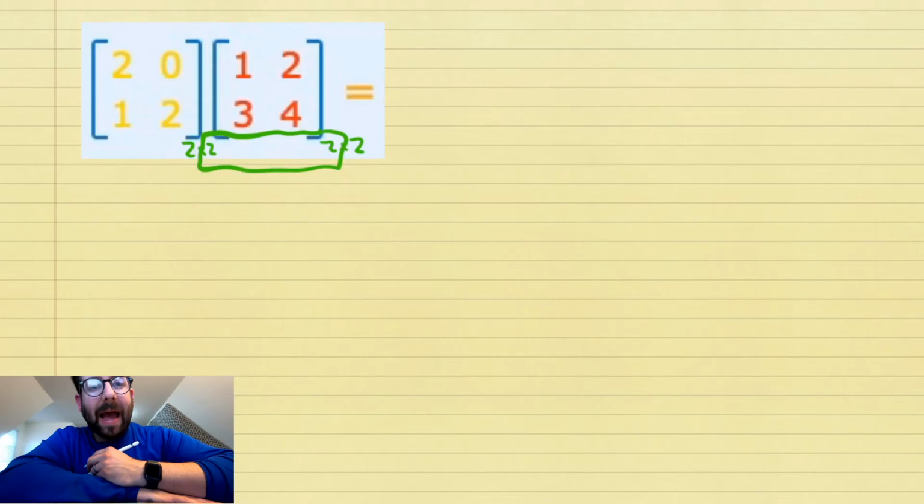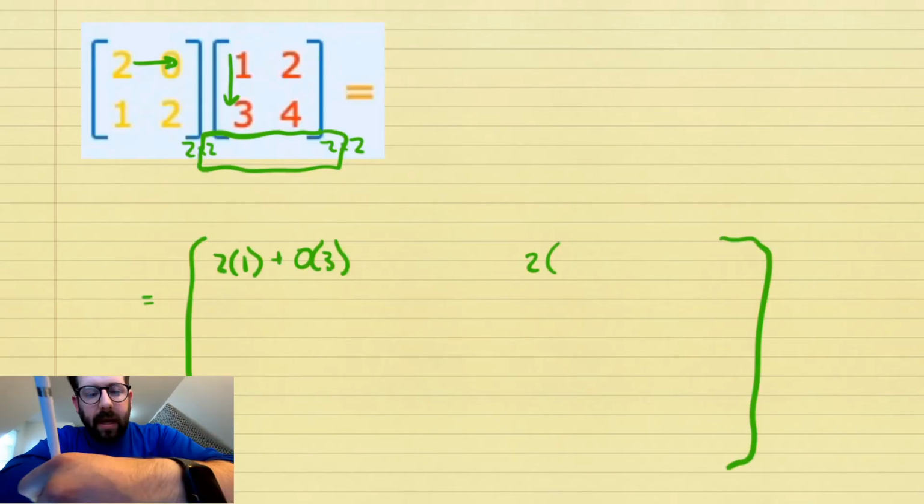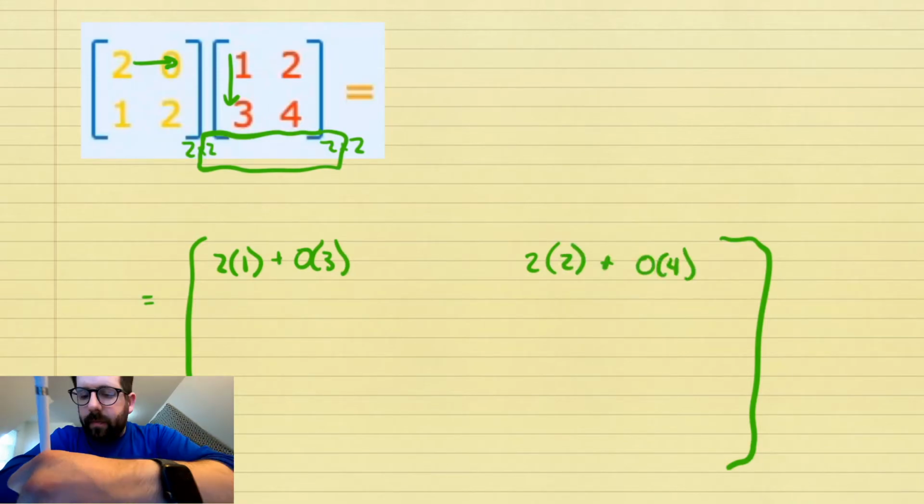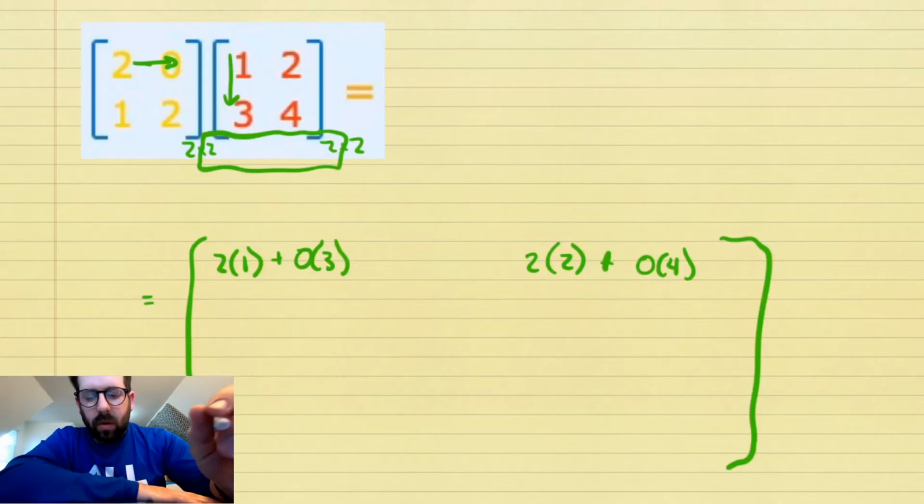Again, if my camera gets in the way, I'll get rid of the camera here. So what we have is first row, first column, 2 times 1, and 0 times 3. There's the first one. And then first row, second column, so 2 times the 2, and the 0 times 4. There we go. Wouldn't let me write the plus sign. So again, first row, first column, and then first row, second column.